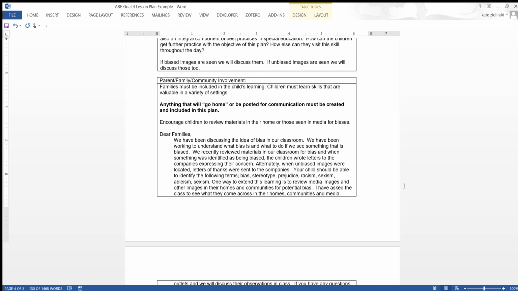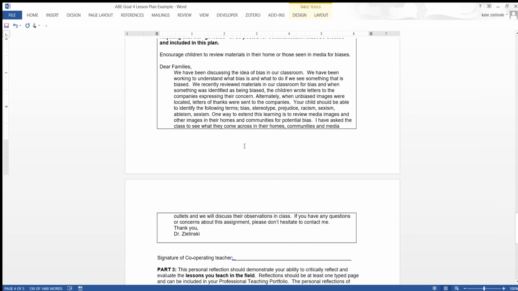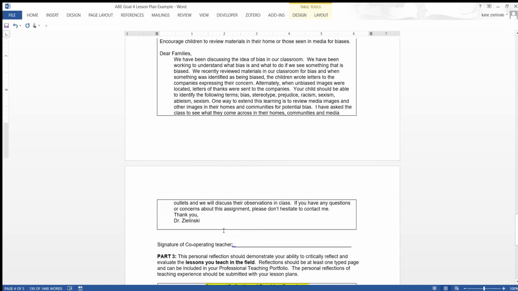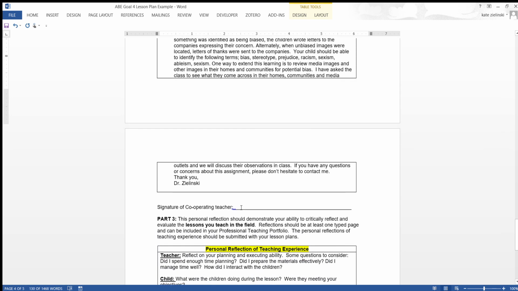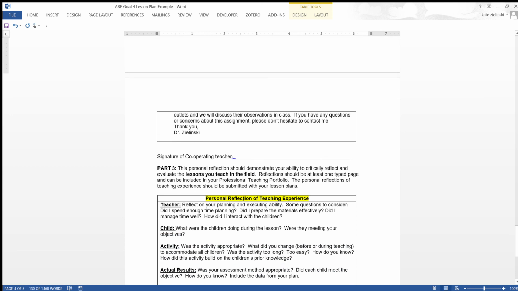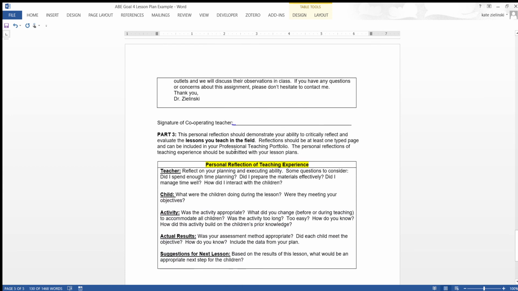But whatever goes home, or whatever letter is a form of communication, it has to be included here. So this is kind of important, I think, for families to know what we're talking about. So I have a little blurb here about what's going on with our lesson plan. And then here is where you would get your teacher to sign it if you're actually teaching it in the classroom. But for our class this semester, this is where we end. You don't have to worry about this reflection. Part 3 is only if you actually teach the lesson plan to children, and that is not us this semester.